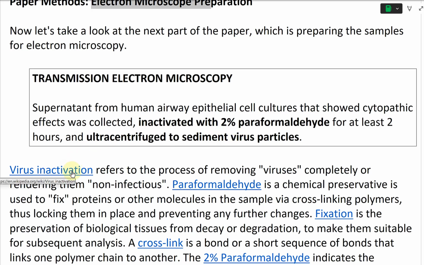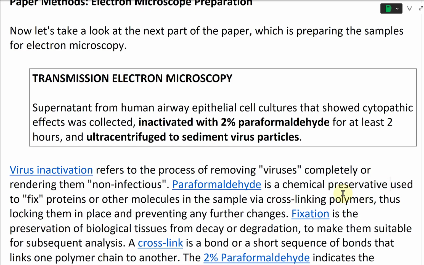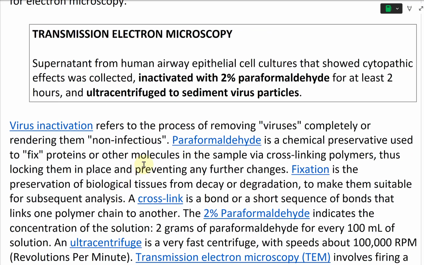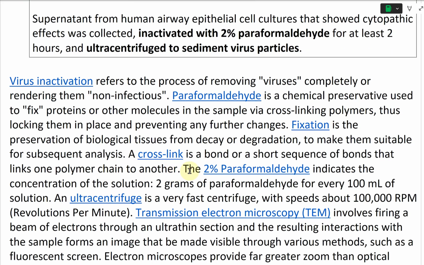All right, interesting. So virus inactivation refers to the process of removing "viruses completely" or rendering them "non-infectious." And paraformaldehyde is a chemical preservative used to "fix" proteins or other molecules in the sample via cross-linking polymers, thus locking them in place and preventing any further changes. And fixation is the preservation of biological tissues from decay or degradation to make them suitable for subsequent analysis. And a cross-link is a bond or a short sequence of bonds that links one polymer chain to another.